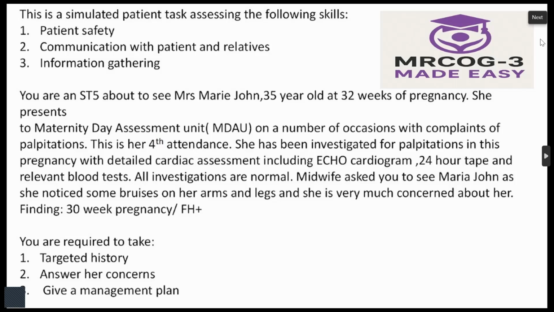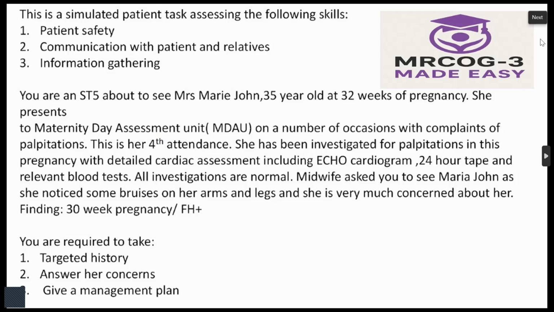Now, there are some topics in the antenatal module. Commonly, you need to know hypertension, preeclampsia, and multiple pregnancy. Mostly, they will ask about twin pregnancy management, which can come as a structured discussion. Monochorionic twins can also come as a structured discussion. Mostly, they are simulated patient tasks.